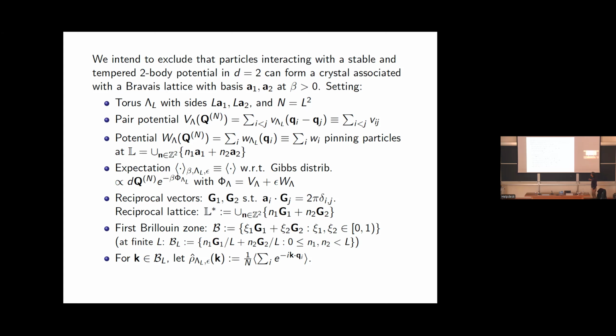So the goal is to exclude that particles interacting with a stable and tempered two-body potential in 2 dimensions can form a crystal associated, for instance, in the simplest situation, with a simple Bravais lattice with basis vectors A1, A2. So I want to show that it's impossible to form a crystal at any positive temperature in a suitable sense that I will remind in this and the following slide.